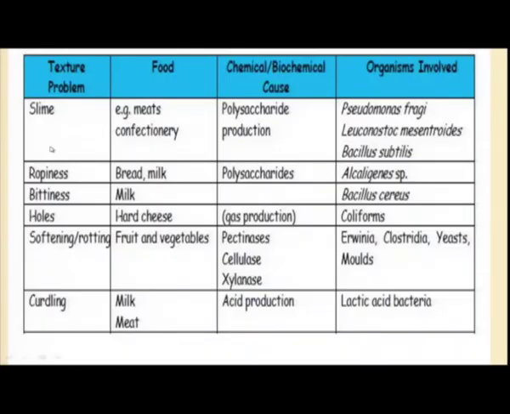Vegetables and fruits get softening and rotting, as we saw. This is because of the pectinases, cellulases, xylanases, etc., all of which are synthesized by the microbes. These are hydrolytic reactions of the microbial enzymes, especially of the genera Erwinia, Clostridia, yeast, etc. Milk and meat can become curdled by the production of acids, mainly by lactic acid bacteria. So we saw the changes happening to the odor and to the texture, depending upon the product concerned.